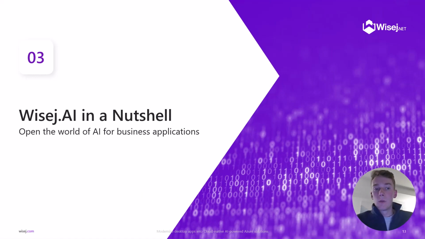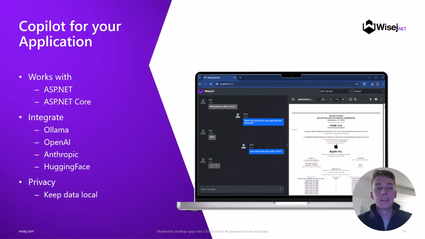So how can you add AI to a Wisej.NET application, and what does that look like? So Wisej.AI is an extension of the Wisej.NET framework, and it allows you to integrate AI functionality into your ASP.NET or ASP.NET Core application. You can use any number of AI providers, so Ollama, OpenAI, Anthropic, some model from Hugging Face. All of these providers are available, and even local providers, so you're able to keep your enterprise data local on your own servers without having to send it to OpenAI servers or something like that.